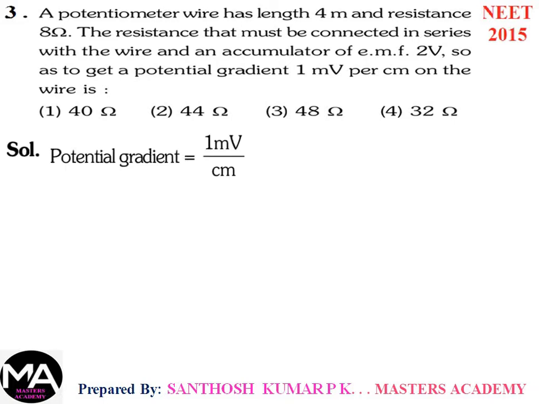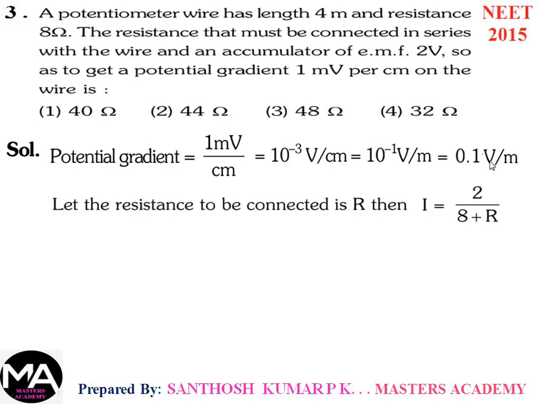So solution, the potential gradient is given as 1 millivolt per centimeter. On solving this, we will get the value of potential gradient as 0.1 volt per meter. Now, let the resistance to be connected is R. Then according to the formula of current, we know that I is equal to E divided by R plus r. Here EMF is 2 volt. So 2 divided by 8 plus R.